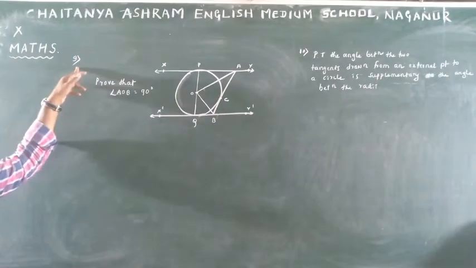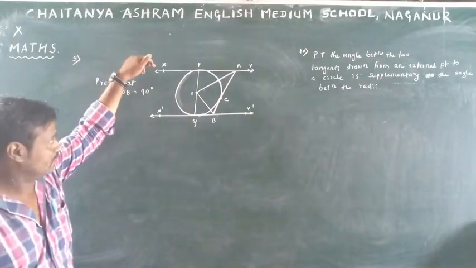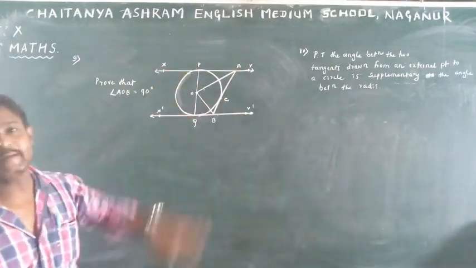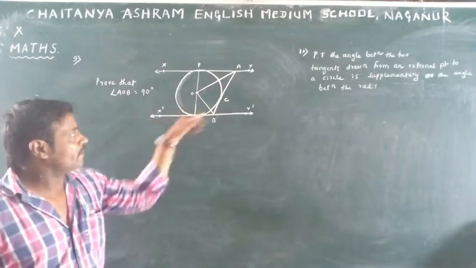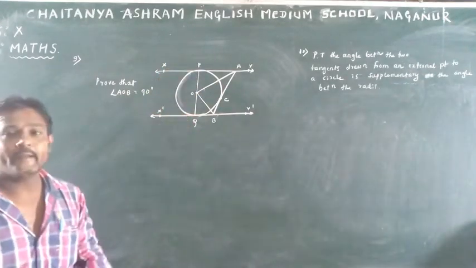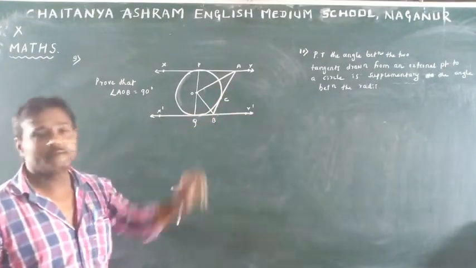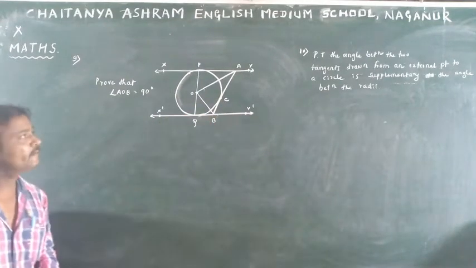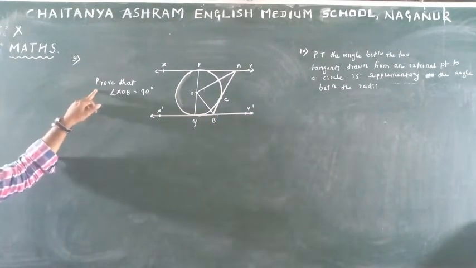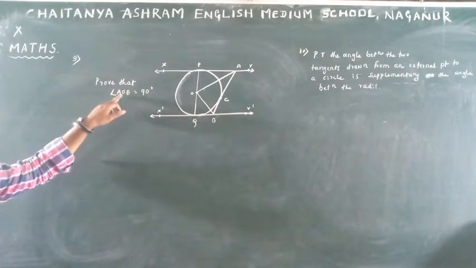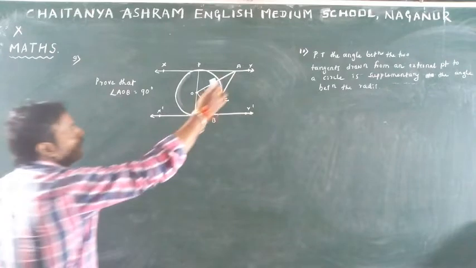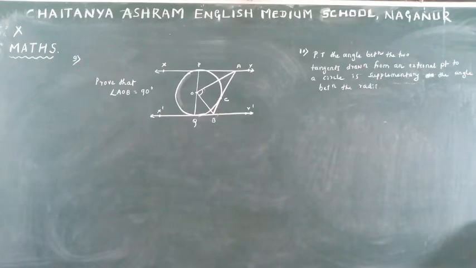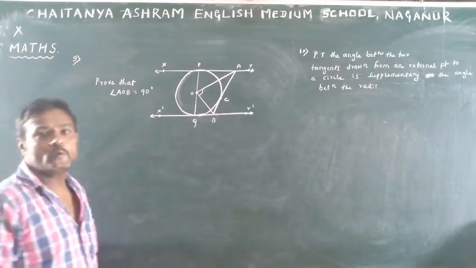So, see question number 9. The question is: in the figure, XY and X'Y' are two parallel tangents to this circle at P and Q. Another tangent AB touches the circle at the point C. This is given in the figure. We have to prove angle AOB equals 90 degrees. So this we have to prove.